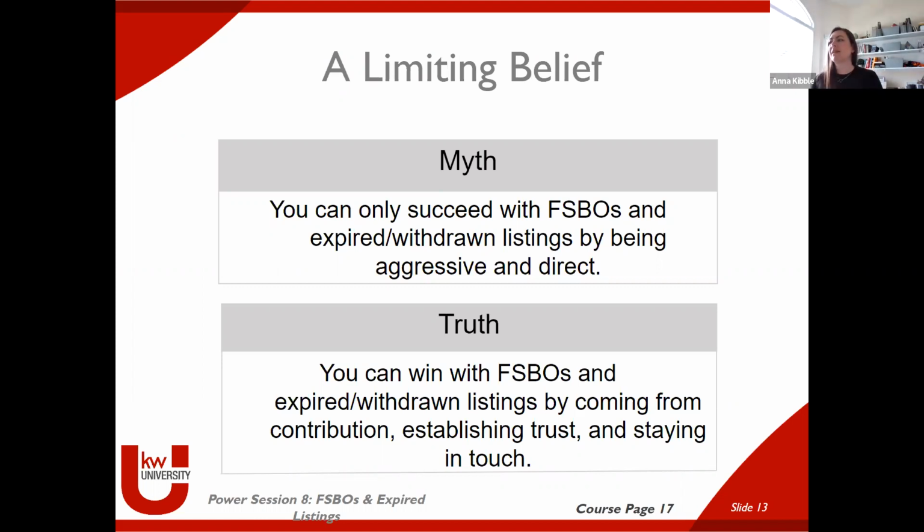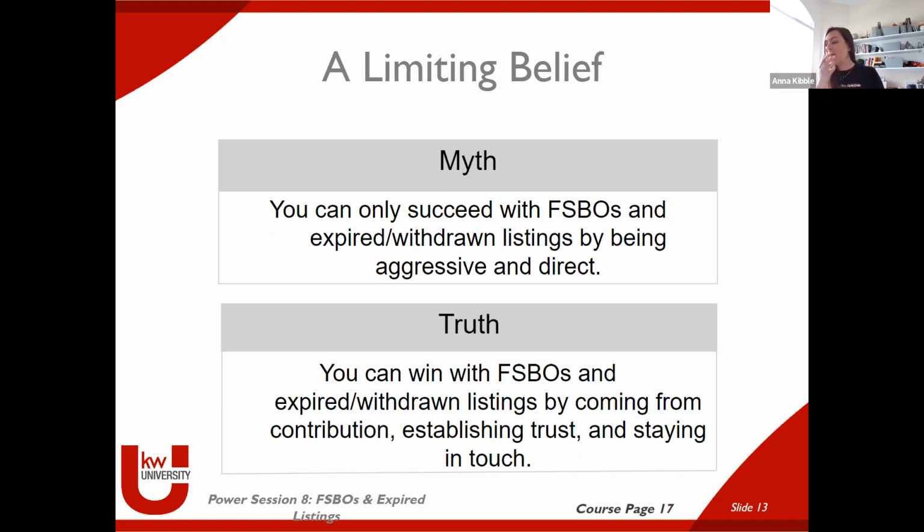A limiting belief: you can only succeed with for sale by owners and expireds by being direct and aggressive. I'm on page 17 in your materials. Here's the reality. You're going to win with for sale by owners and expired listings from contribution, establishing trust and staying in touch. It's not always that one phone call that does the trick. It's going to be an entire system around being able to make contact with them.